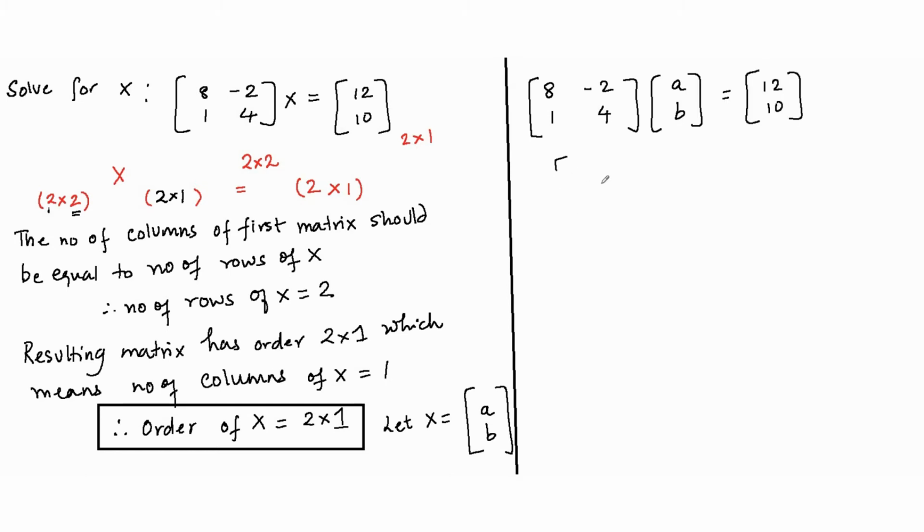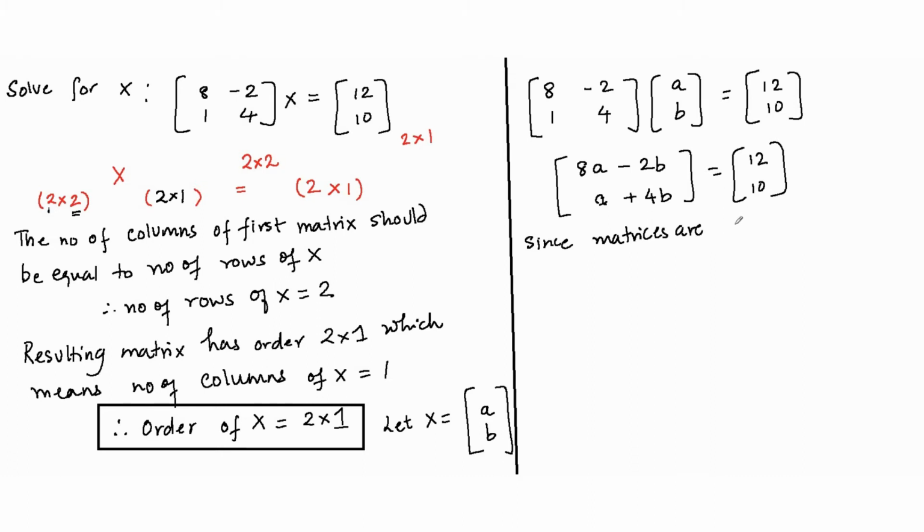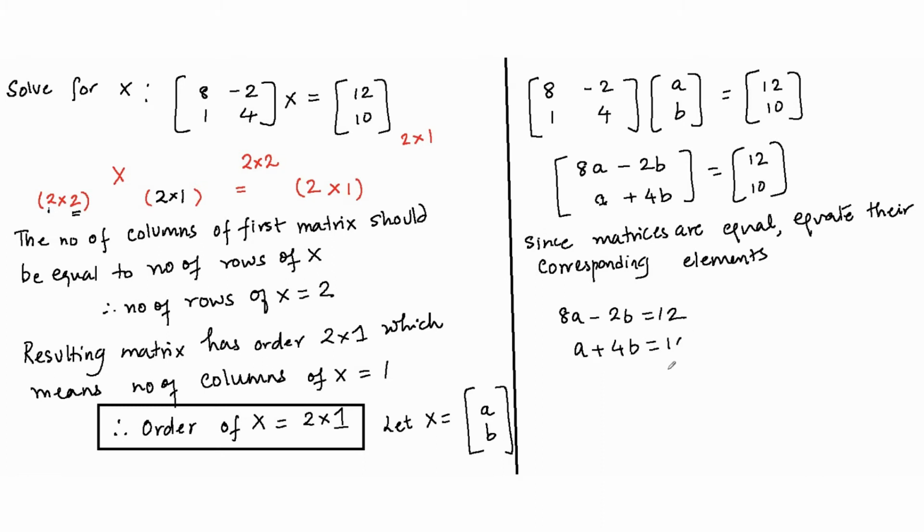So this becomes, now again, this is a 2 by 2 matrix. So I take the first row, first column, that's going to be 8A -2B, and second row, first column, that is A plus 4B. Yeah, this is equal to 12, 10. So now I can say that since matrices are equal, I can equate their corresponding elements, which means 8A minus 2B is equal to 12 and A plus 4B is equal to 10, right?